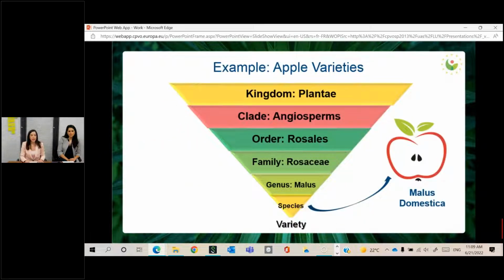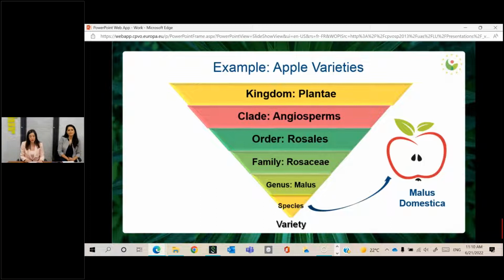Here we have a visual example of the taxonomy of apple varieties. So we see on top the kingdom, which is the plant kingdom. Then if we go down, we have the clade angiosperms. And here, basically, this is all flowering plants. It covers the most diverse clade of the kingdom.